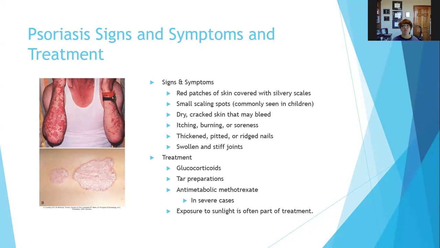The treatment is glucocorticoids, tar preparations, which is a treatment for some other skin disorders, kind of interesting. Anti-metabolic methotrexate, which keeps you from producing too many skin cells, is used in severe cases. And exposure to sunlight is often part of the treatment. So one treatment that PT used to be involved in was UV treatments. It used to be part of our body of knowledge, but now it's not as commonly done because there are more medications to treat psoriasis. And so it's sort of been crossed off the list of things that we do.